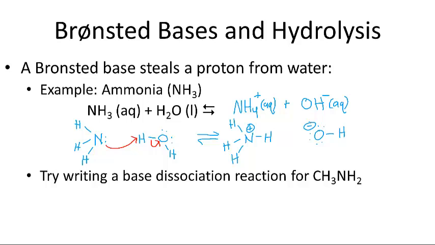So I want you to do the same thing. Write a base dissociation reaction for CH3NH2, also known, for Breaking Bad fans out there. CH3 is a methyl group. NH2 is an amine group, so it's methylamine. That's the precursor that they steal. That's the key molecule in their synthesis.